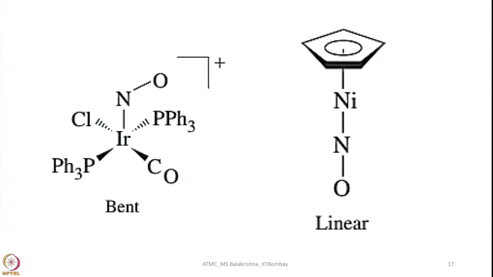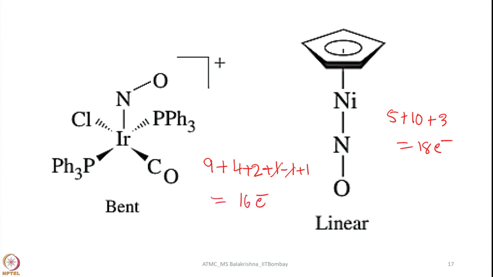Now look into more. Of course, this I already showed you, so it is a linear geometry there. In this one it is a 3 electron donor, so if you take 5 plus 10 plus 3, 18 electron species. And now if you consider this one, the bent one is there. In this case, what you can do is, you can take iridium is 9 and 4 and CO 2 and Cl 1 and charge minus 1, and then PPh3 plus 1 electron donor, okay, bent. So it becomes a 16 electron species. So you should be able to write. So NO, when it is bent, it is a 1 electron donor. When it is linear, it is a 3 electron donor. So that is also verified in this example.